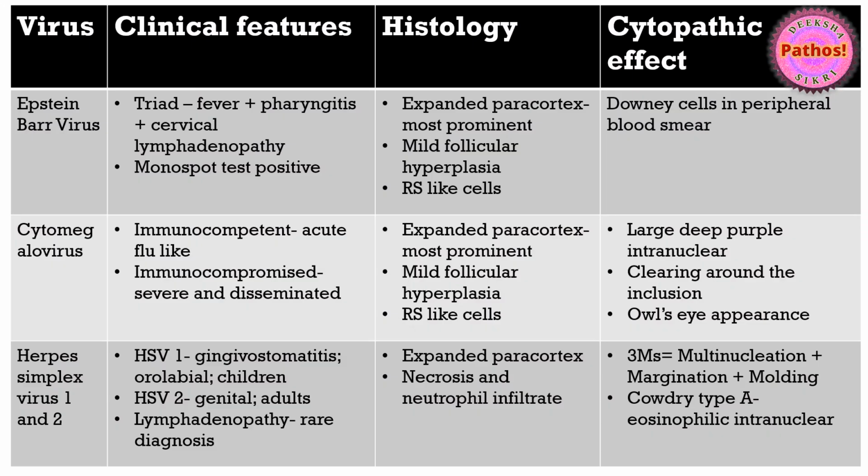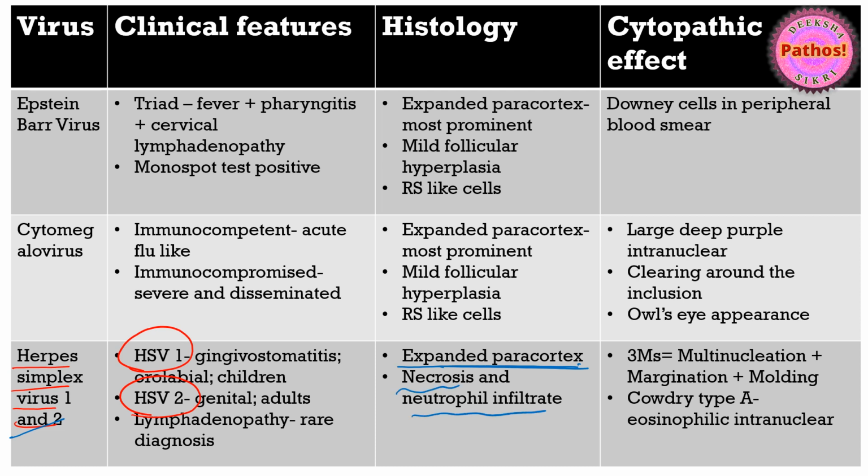Next, let's talk about herpes simplex virus, HSV. As I'm sure you know, there are two types, HSV1 and HSV2. Above the waist, below the waist, children, adults, etc. Information I'm sure everybody knows. Now, lymphadenopathy of HSV is usually a rare diagnosis, but if you were to come across it, you would see an expanded paracortex again because it's a viral infection. But in addition, you can get necrosis and neutrophil infiltrate.